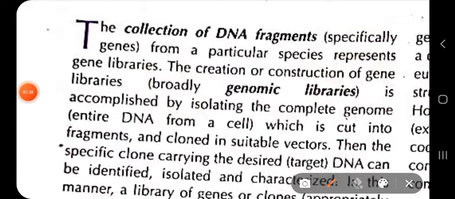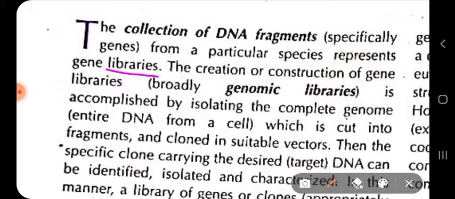So what do you mean by gene libraries? Just like we know, a library is a collection of books. Many books are collected, whether from the science section or arts section or commerce section or general knowledge section. Different types of books are present in the library. In the same way, a genomic library or gene library is a collection of genes, but here they are stored in a certain living organism system.